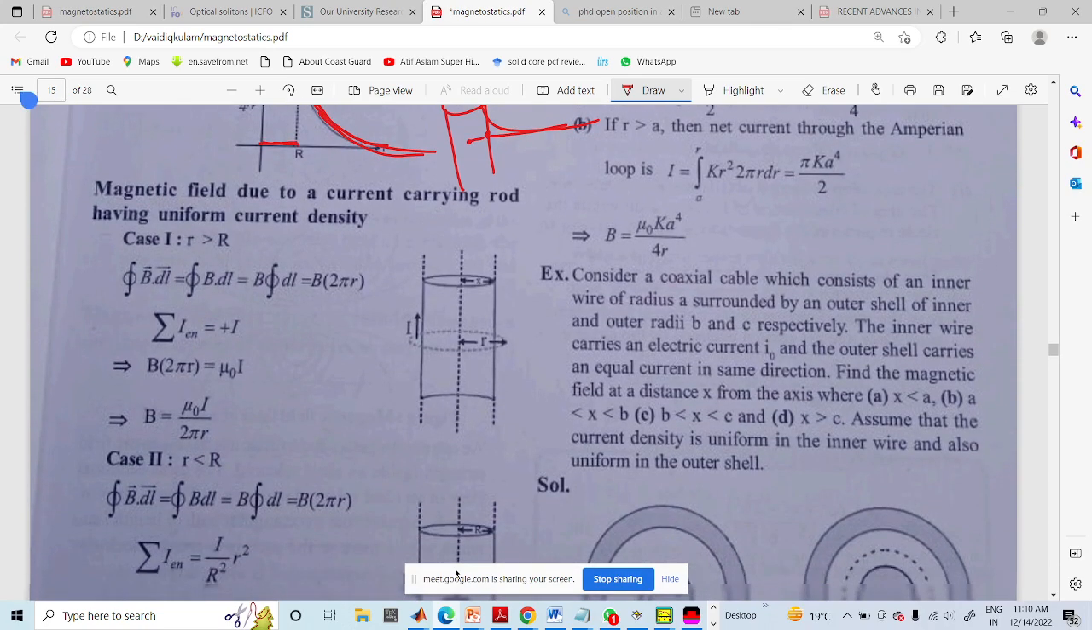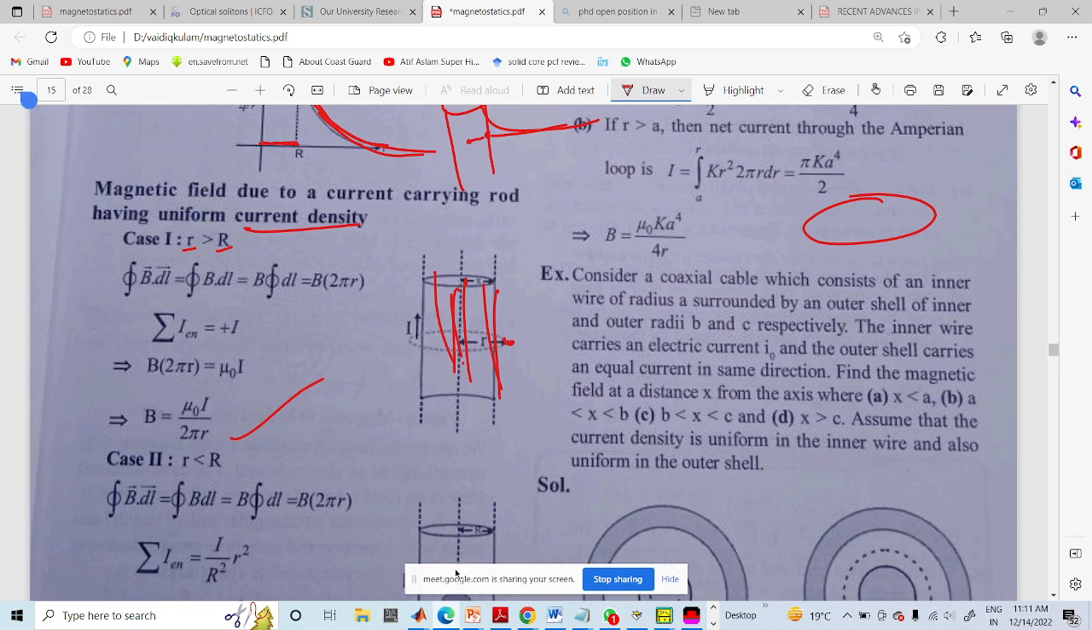ओके. अब ये देखो इन्फॉर्म करंट डेंसिटी. मैग्नेटिक फील्ड ड्यू टू करंट कैरिंग रॉड. करंट कैरिंग रॉड मतलब वो सॉलिड रॉड है. तो सॉलिड रॉड में भी जब आर से बड़ा हो, मतलब जब लूप बाहर हो. देखो इसमें सबसे पहले एक लूप बनाया जाता है, राइट. तो लूप कहाँ बनाया गया, बाहर में. तो बाहर में जब लूप बनाया गया तो सारा करंट उस लूप के अंदर आ गया. तो ये सेम रिजल्ट आ गया, राइट.